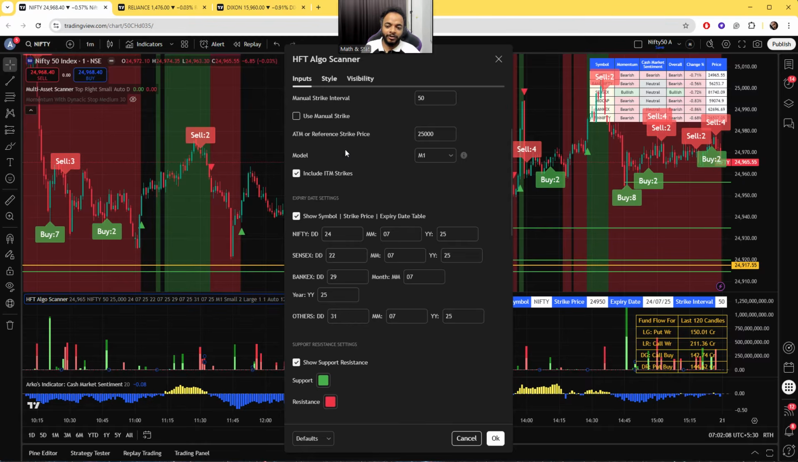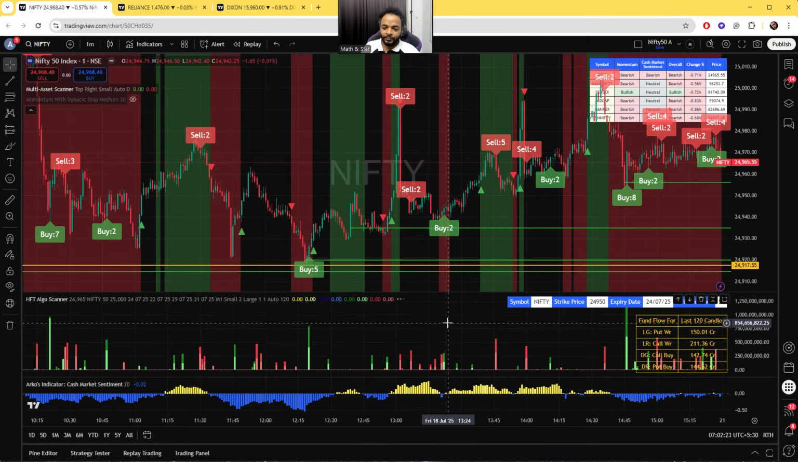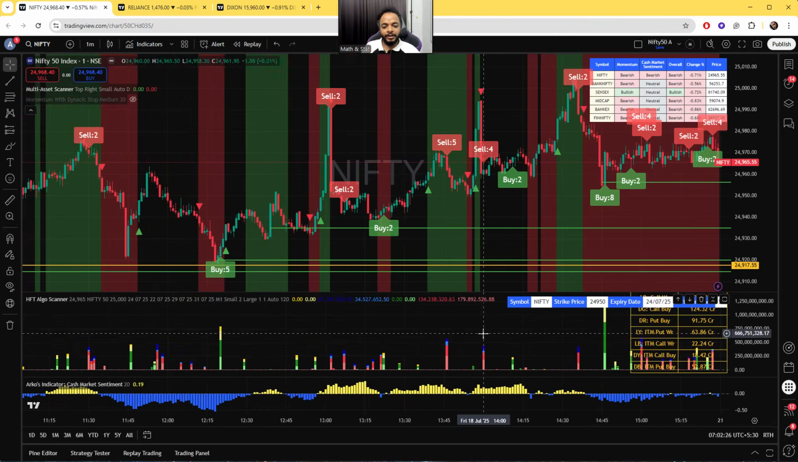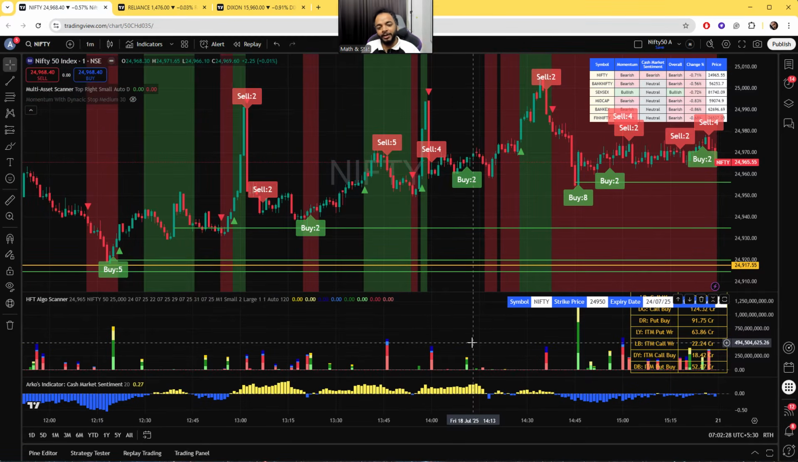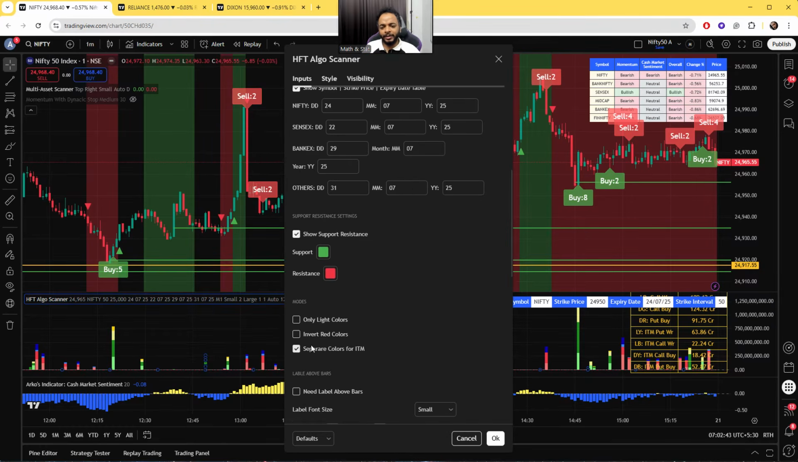Okay, now suppose you have added in the money, and let's say you want to see how much portion is coming from the in the money part. Then you can go for separate colors for in the money, and there you will see the blue and the yellow colors coming. There also you will have four colors: deep blue, deep yellow, light blue, light yellow, and yellow means bullish, and blue means bearish. Other than that, if you don't click it, it will be automatically included in the light green, light red, deep green and deep red signals.